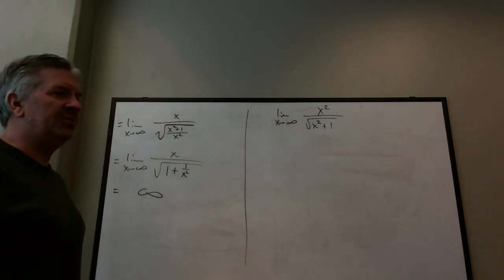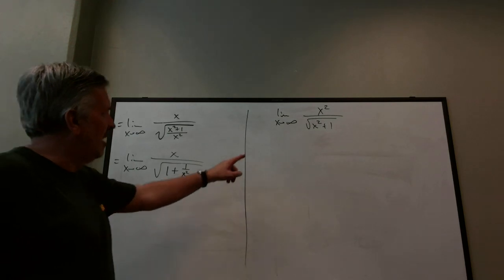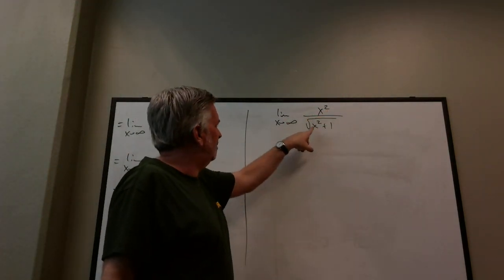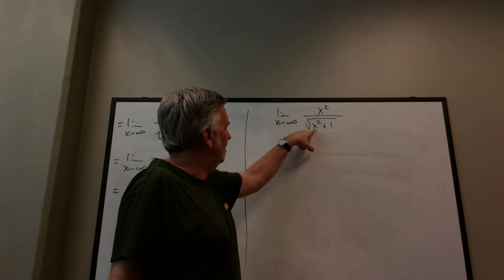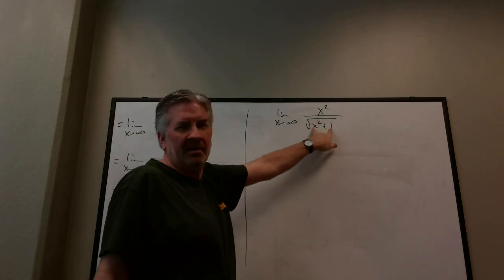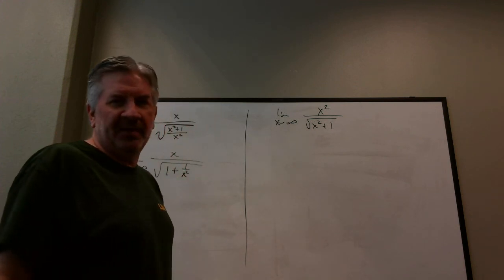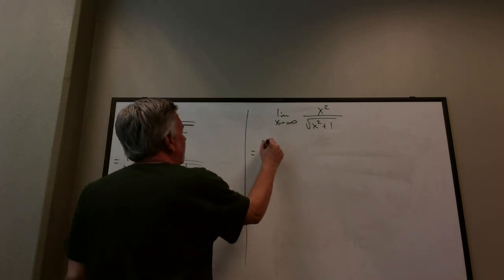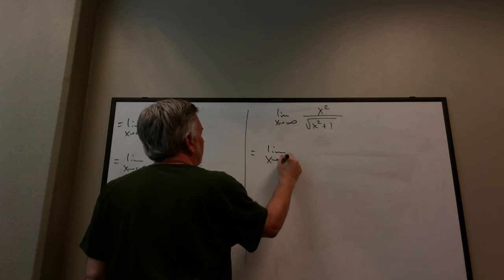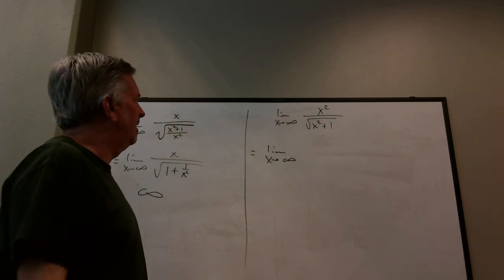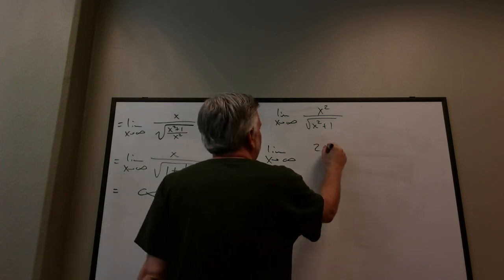Now let's convince ourselves we can use L'Hopital's rule. When x goes to infinity, the numerator blows up, goes to infinity. When x goes to infinity, the denominator, you get a large number squared plus 1. That's huge. The square root of it's still going to be huge. So this is an infinity over infinity form, so we can use L'Hopital's rule. Right? So it's the derivative of the top over the derivative of the bottom. The derivative of x squared is 2x.